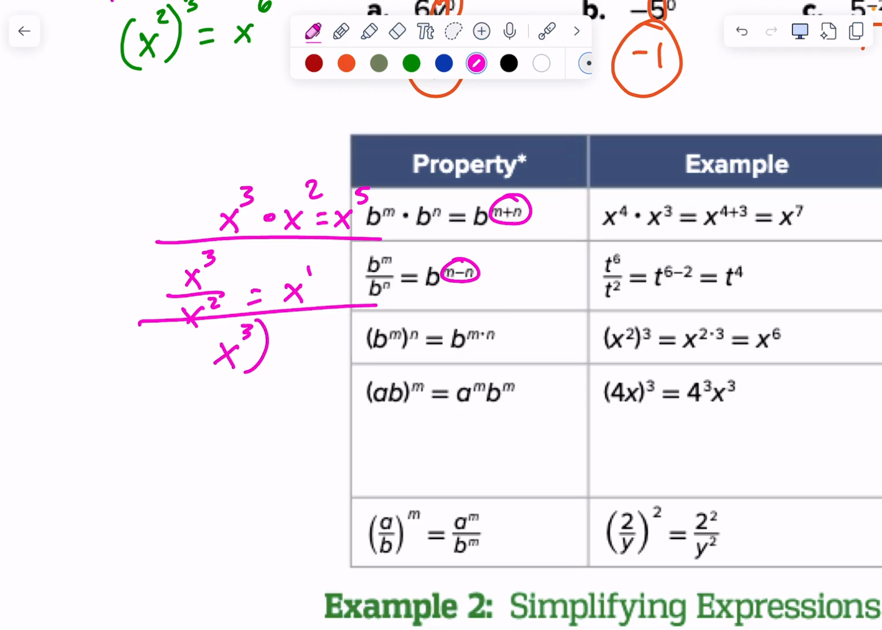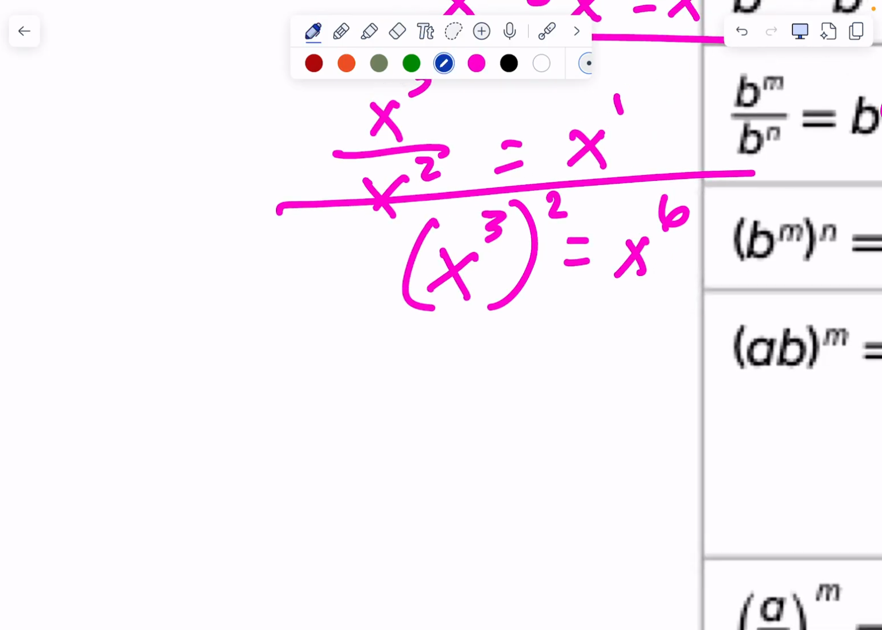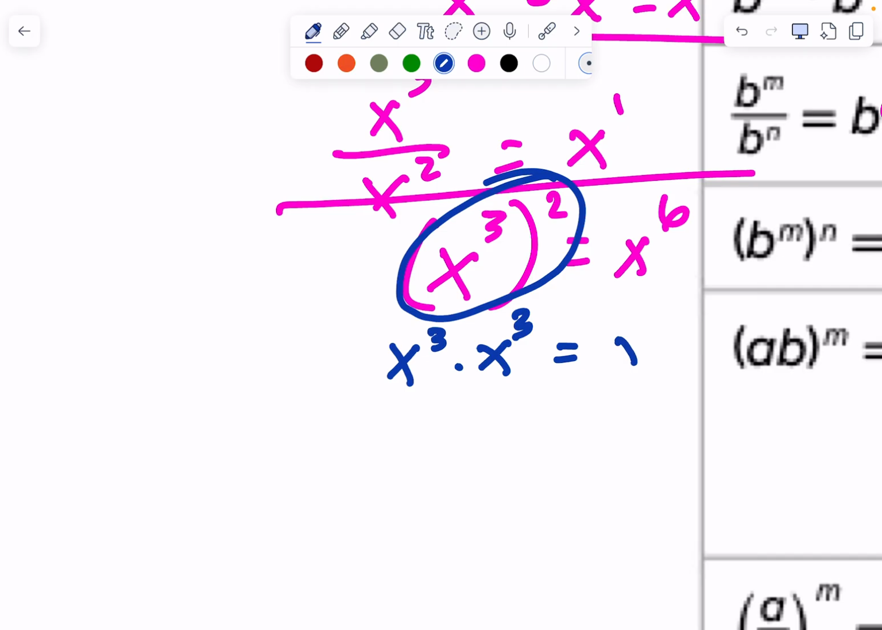X to the 3rd squared is x to the 6th. Do you know why? Because they're multiplying. What does it mean to square something? Take it times itself. So this technically means x cubed times another x cubed, right? And in that case, you add the exponents, and that is x to the 6th, right? Does that make sense? That's another way of thinking about it.